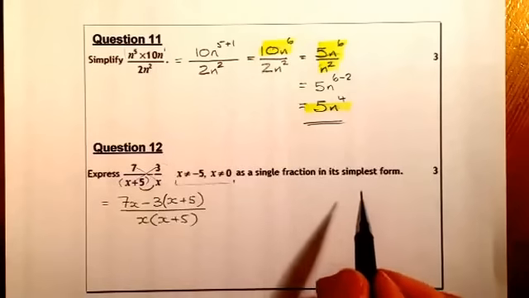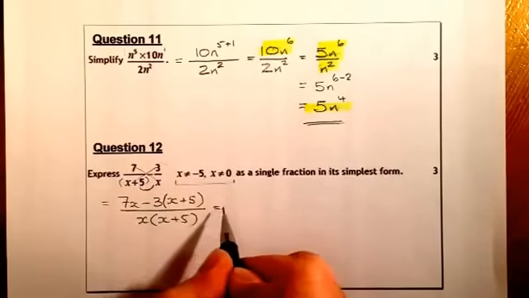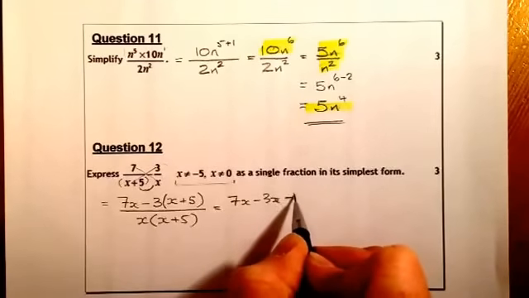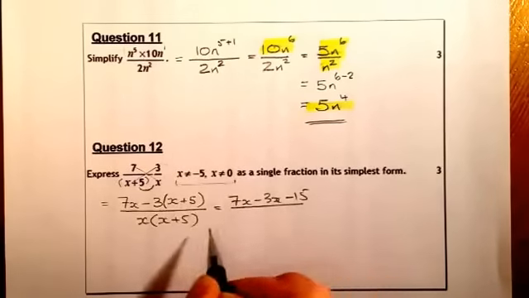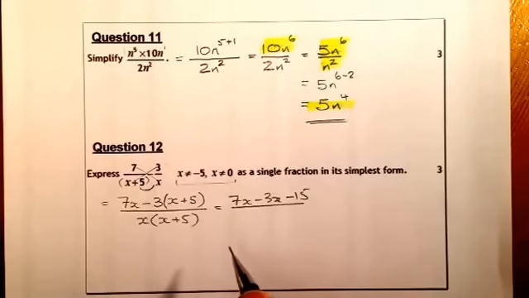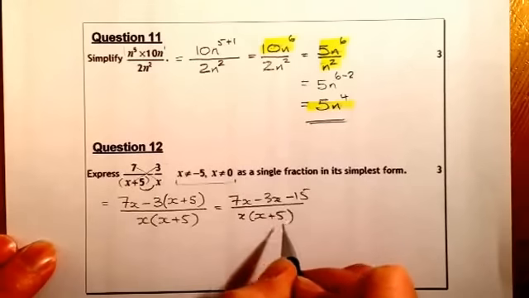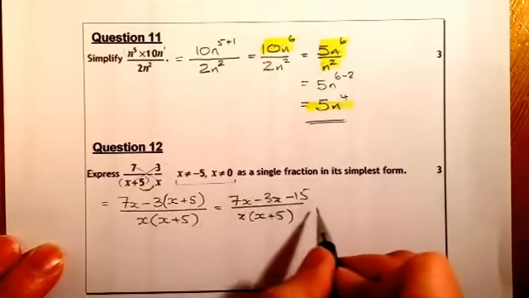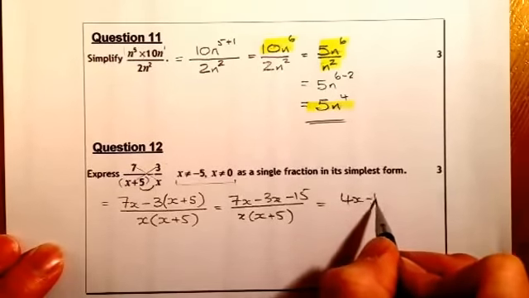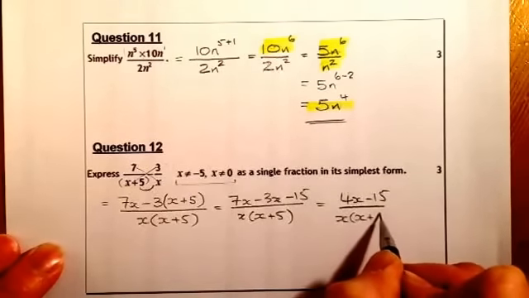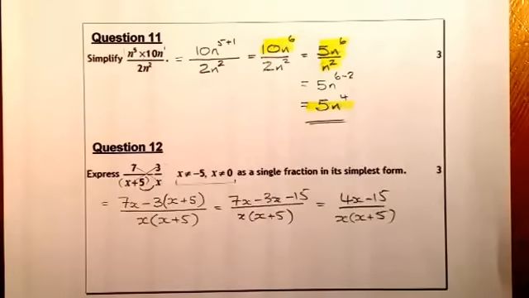So I'm going to then try and simplify it down a bit more than this here. So that's going to be 7x minus 3x minus 15, multiplying that bracket out, and at the bottom I'm going to leave that bracket as it is, because that's just factorised out. I'm going to gather up the x terms here, so it's going to be 4x minus 15 all over x, and that's going to be x plus 5. Right, so that's me showing it as a single fraction. That's me showing it in its simplest form as well.